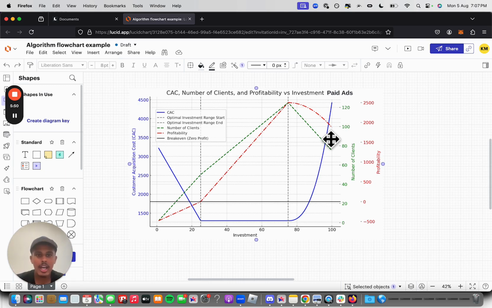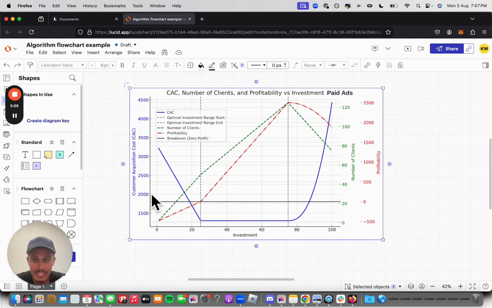So it's very, very important to understand this and understand how paid ads, as you put more of an investment in it, can actually hurt you. And in the beginning, you're also risking. To get to this optimal range, you still have to give it time, so there's a lot of risk here. I'm going to show you how to make it so this graph just doesn't drop off. So let's get back to the doc.